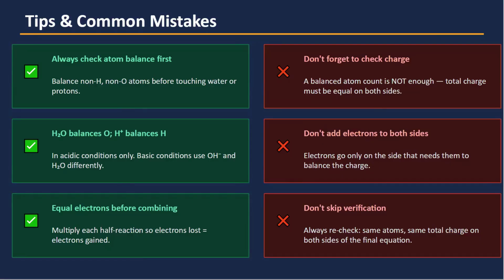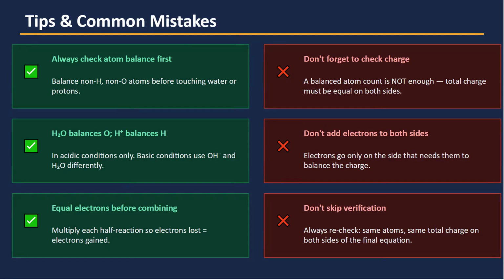So there are some tips and common mistakes. Always check atom balance first. Balance non-hydrogen and non-oxygen atoms before touching water or protons. Second step is H2O balances oxygen. So to balance oxygen, use H2O water molecules, and to balance hydrogen, use H+.